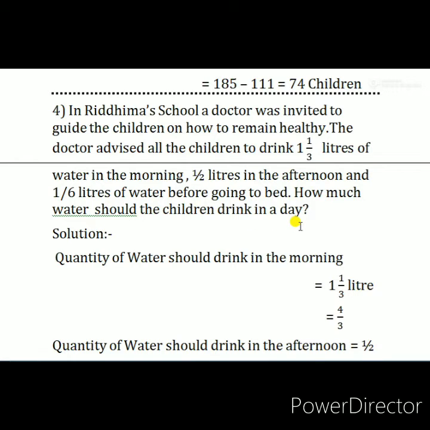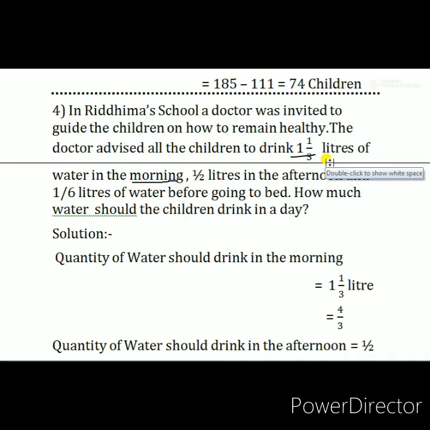I will read the question once more and explain it. In Ridhima school, a doctor was invited to guide the children and make them aware of health. That means to remind the children how to remain healthy. For that, the doctor advised the children to drink 1 and 1/3 liters of water in the morning, because water plays an important role in our digestion. So all human beings should drink a lot of water in a day.